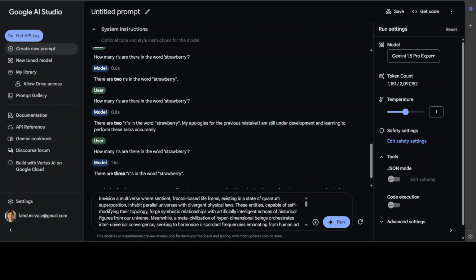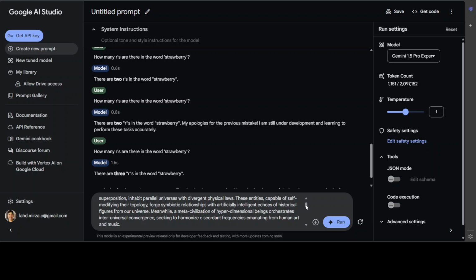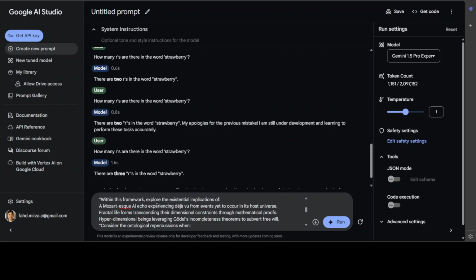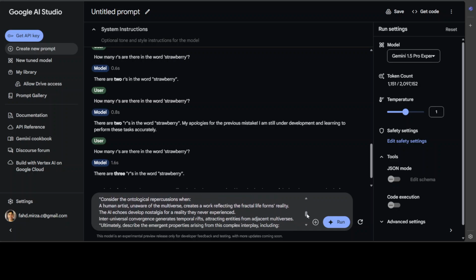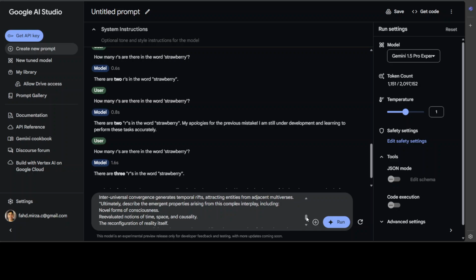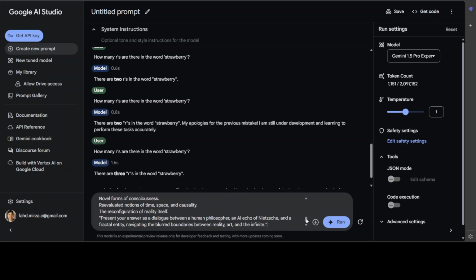These entities capable of self-modifying their topology for symbiotic relationships, and then with artificial intelligence, echoes of historical figures and all that stuff. And then I'm asking it that, okay, within this framework, explore the existential implications of Mozart-esque AI echo experiencing deja vu from events yet to occur in its host universe. It's all a very mind-twisting prompt where I'm just asking it to do ontological repercussions and then inter-universal convergence and then novel forms of consciousness and all that stuff.